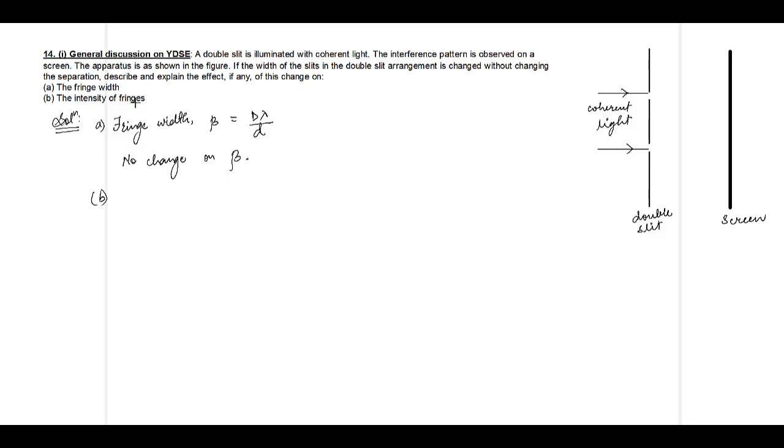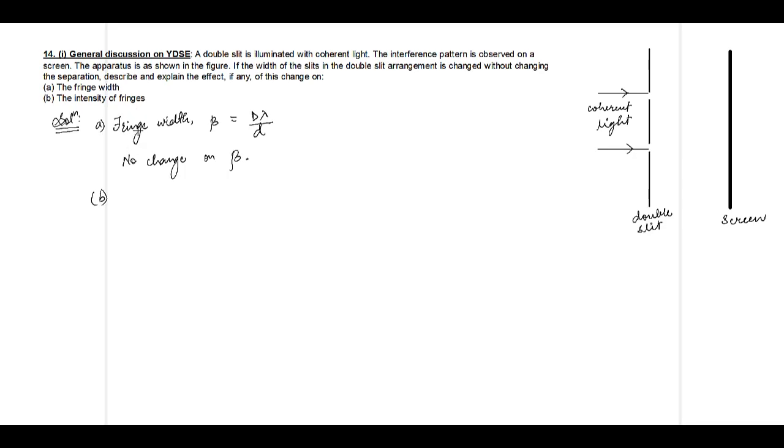Now let's talk about the intensity of the fringes. Intensity of the fringe depends on how much light is entering from the slit. Since the width of the slit is increasing, the amount of light entering the slits will increase, and thus the amount of light reaching the screen at a particular point will also increase. If the amount of light increases, the intensity will also increase.